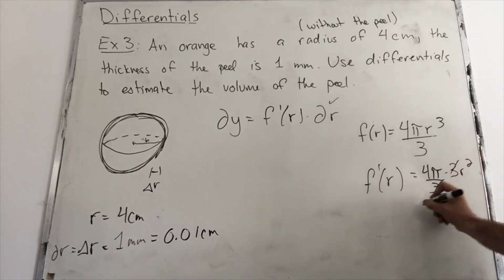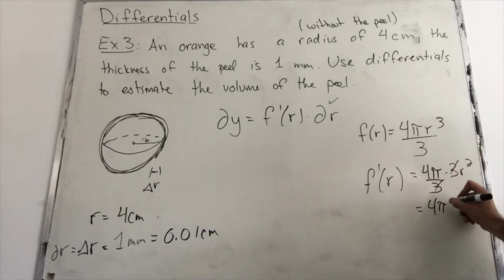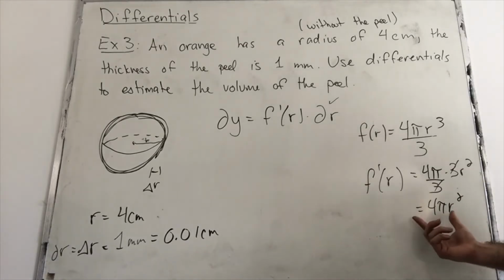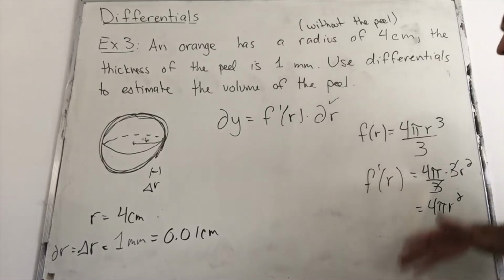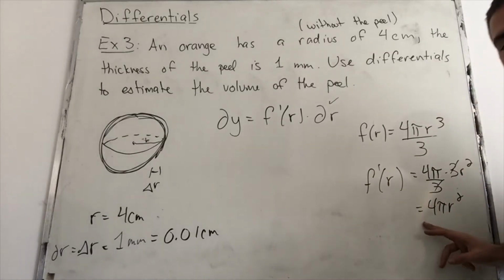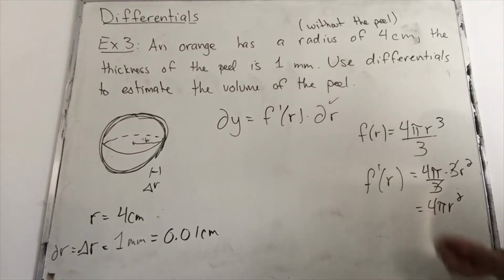Notice that the 3's cancel and we're left with 4 pi r squared. Notice that this formula should look familiar to you. It's the equation of the surface area of a sphere. So I mentioned a long time ago that the derivative of the volume is the surface area, not for all shapes, but it works out for spheres. So this is the equation that we're using here.